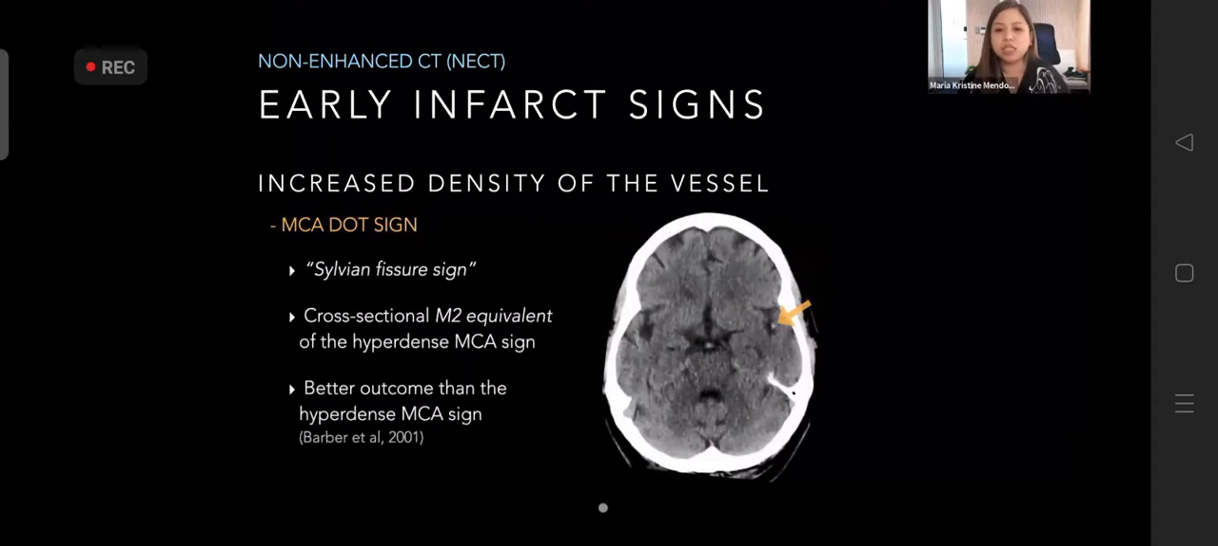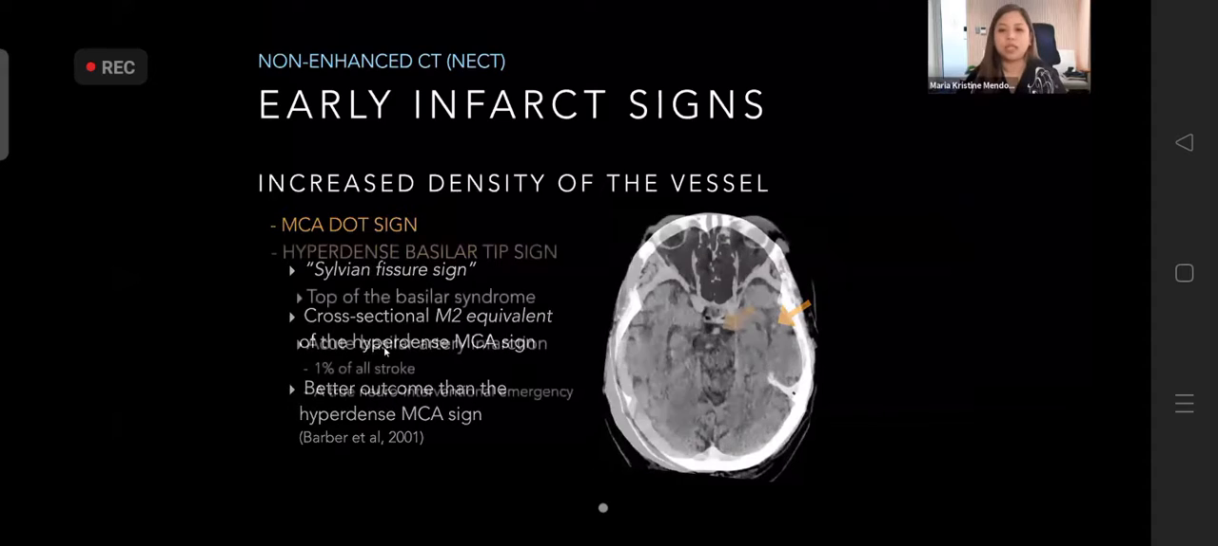Now, the MCA dot sign is actually a cross-sectional M2 equivalent of the hyperdense MCA sign, and the involvement would be, as I've mentioned, the M2 segment. This is associated with better outcome than the hyperdense MCA sign because, of course, it involves the more distal vessel, and hence the areas supplied by this vessel may be smaller compared to the more proximal vessels. This is also known as the Sylvian Fissure sign.